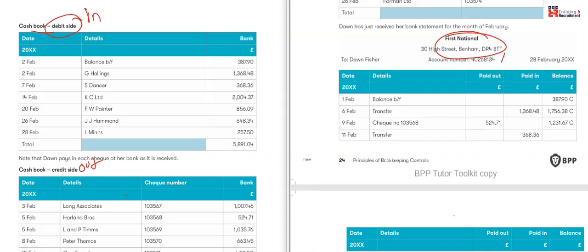On the right hand side here, paid out. This is credit according to the cash book, but bank people call it debit. They didn't write it, but that's that. And paid in. Keeping it simple, paid in means debit in a cash book. Let's go through the tick process.